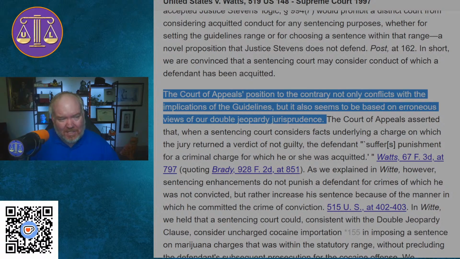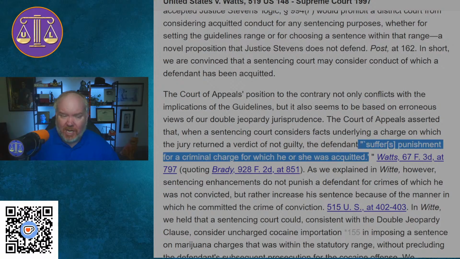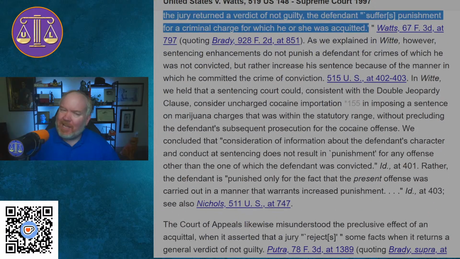The Court of Appeals asserted that when a sentencing court considers facts underlying a charge in which the jury returned a not guilty, the defendant suffers punishment for a criminal charge for which they were acquitted. As we've explained in a different case called Witte, however, sentencing enhancements do not punish a defendant for crimes for which he was not convicted, but rather increase his sentence because of the manner in which he committed the crime of conviction.